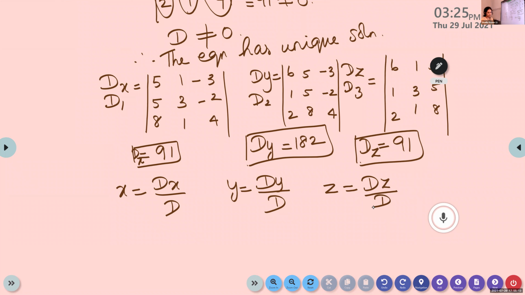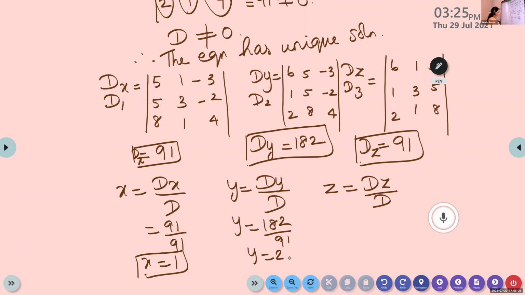D already we have calculated. So x is dx by d. So it is 91 by 91. So x will be equal to 1. Y is equal to 182 by 91. So y is equal to 2. And what about z? 91 by 91, we get z value as 1. So x is 1, y is 2, and z is 1. Is it okay, children? This method, is it okay?